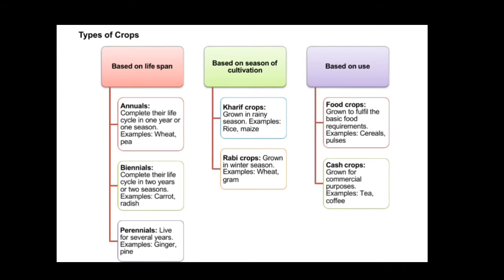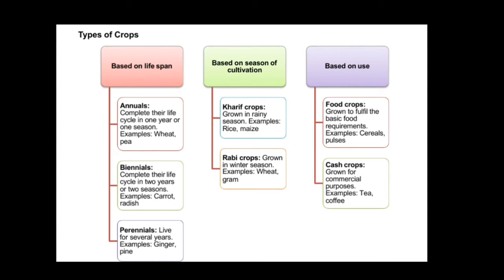Examples: ginger, pine, etc. On the basis of their use, you can classify the crops as food crops and cash crops. Food crops are generally grown to fulfill the basic food requirements. In these, you can include the cereals, the pulses, etc. Cash crops are basically grown for commercial purposes. These are also called plantation crops. Examples are tea, coffee, sugarcane, rubber, etc.